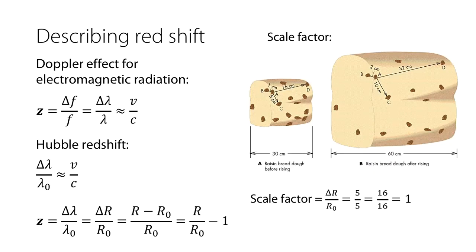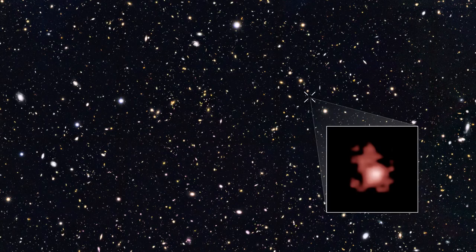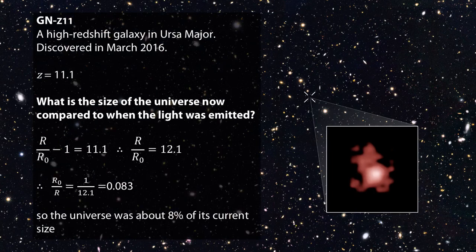Again, it's like our raisin dough here. If we had a big enough bread, then raisins would be receding at greater than the speed of light. But the raisins themselves are not actually moving relative to the dough in which they are embedded. It's the dough itself that's expanding. Hope that makes sense.